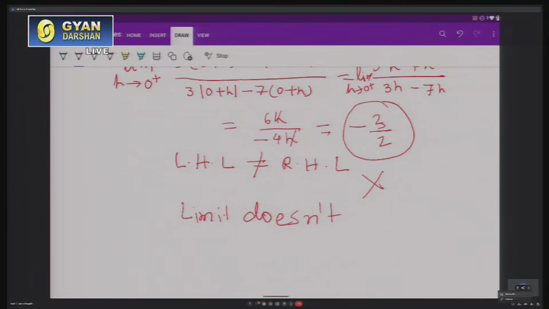So I hope you have understood the concept of limit. In the next class we will do some more examples, and we will also use some standard results. So next class we will do only examples so that it will clarify your doubts.